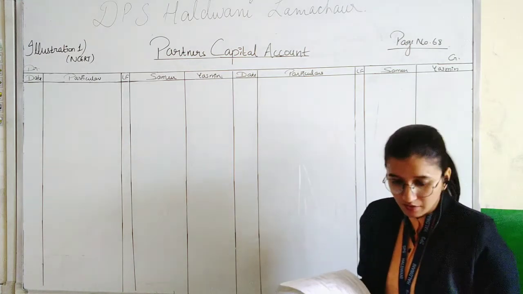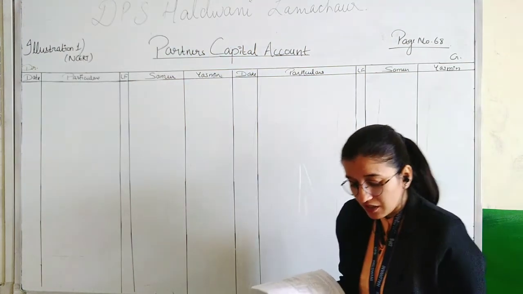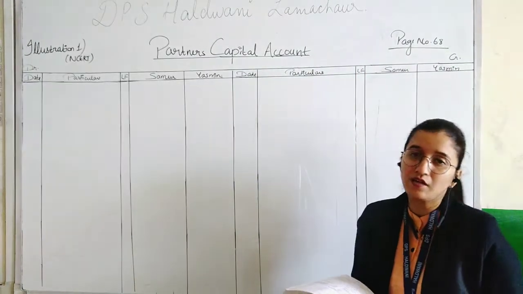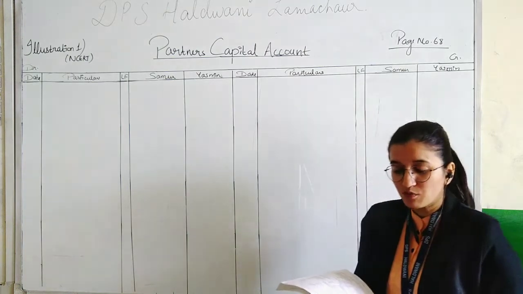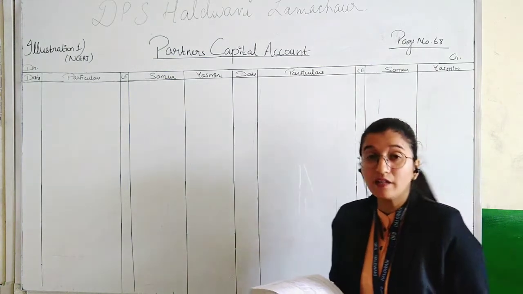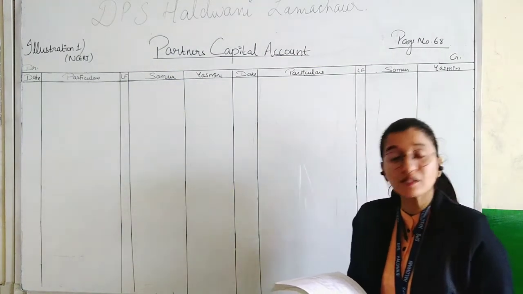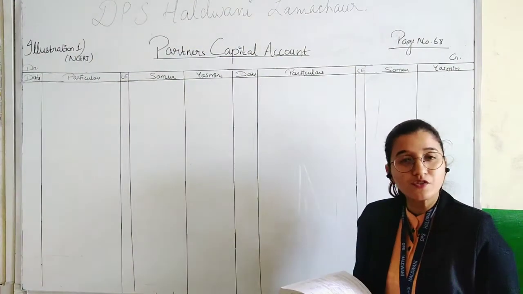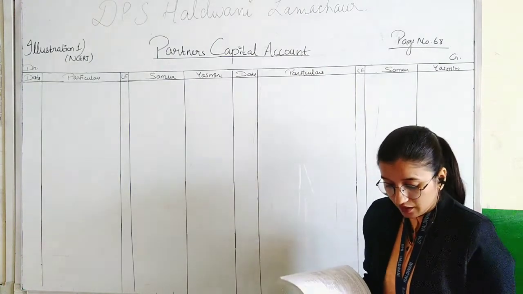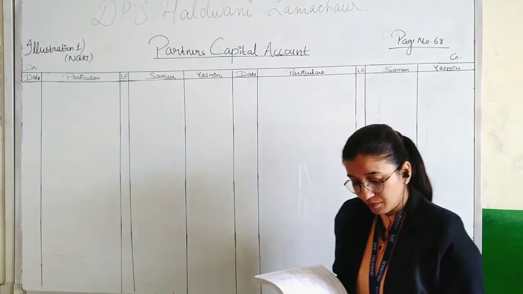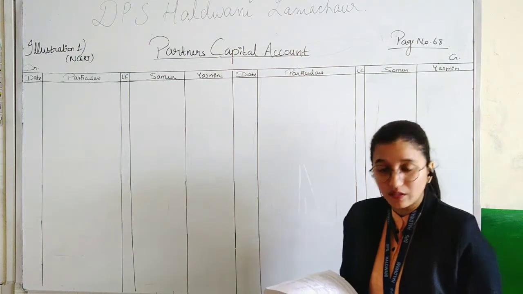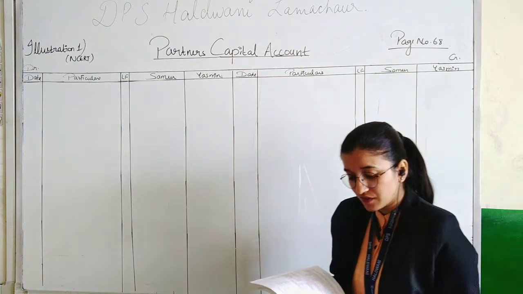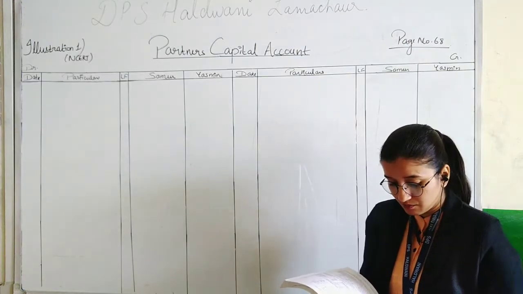There is some additional information also. Additional capital contributed by Sameer and Yasmin is 3 lakh and 2 lakh respectively, which means Sameer has brought in an additional capital of rupees 3 lakh and Yasmin of rupees 2 lakh on 1st July 2014. Next is interest on capital, 5%. Drawings during the year 2014 to 2015 are 30,000 of Sameer and 20,000 of Yasmin.